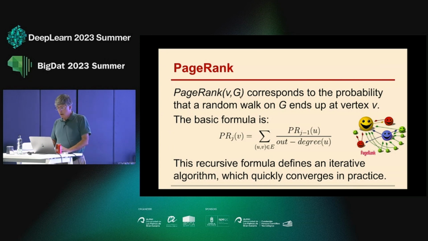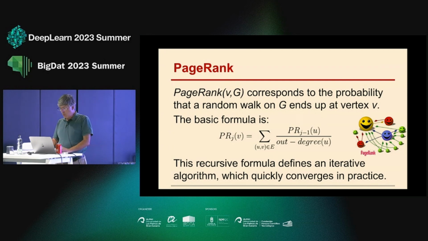What is the computation for PageRank? You could do it by simulating random walks and just counting how many times you end up at each vertex. That would be one way to estimate the probability of ending up at every vertex.